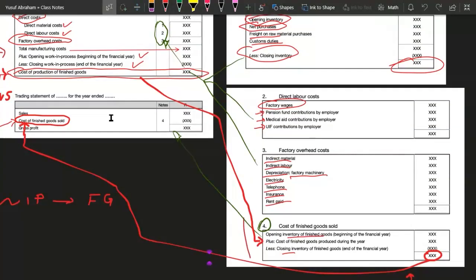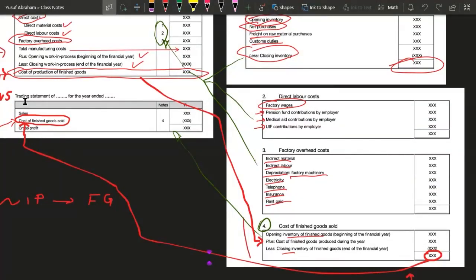Perfect, perfect. I just want you to check number 4. Just check number 4 here for cost of finished goods sold. Remember, don't confuse cost of finished good and cost of finished good sold. I repeat that part. Remember that part? Very dangerous, right? So when we are dealing with the trading statement, now we are dealing with trading, selling the product that we have manufactured, right?